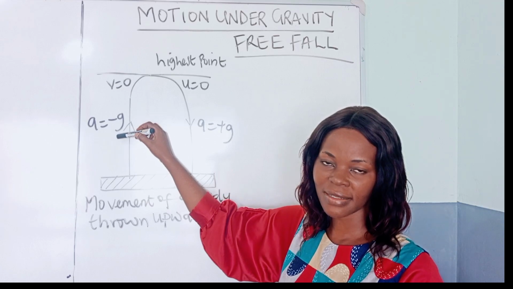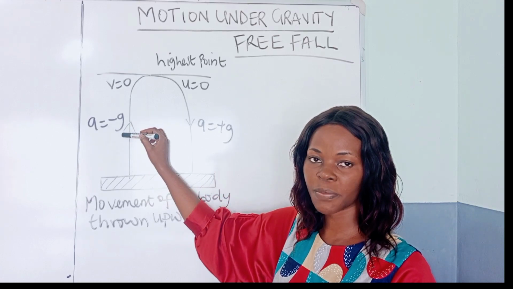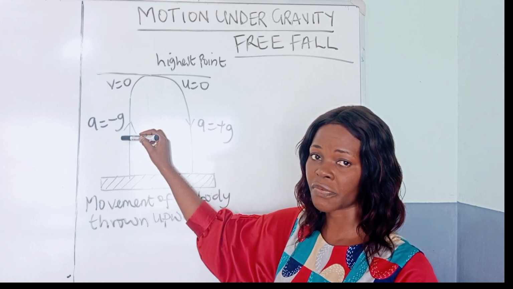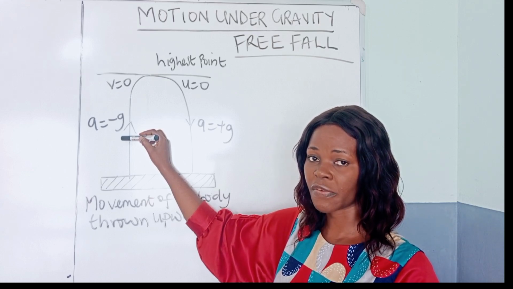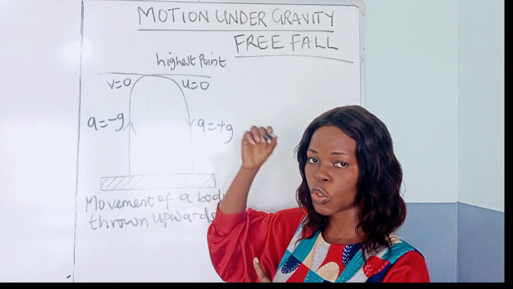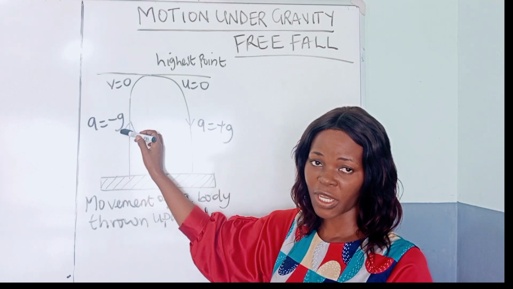It acts against the force of gravity. Okay, so our acceleration here becomes minus g because it acts against the force of gravity. The direction of the force of gravity is downwards and not upwards. So when an object is thrown up, it is acting against the force of gravity. So our A becomes minus g.